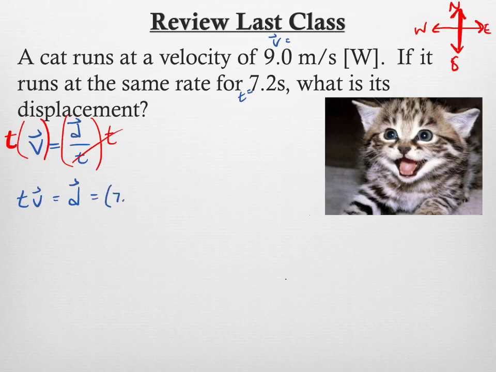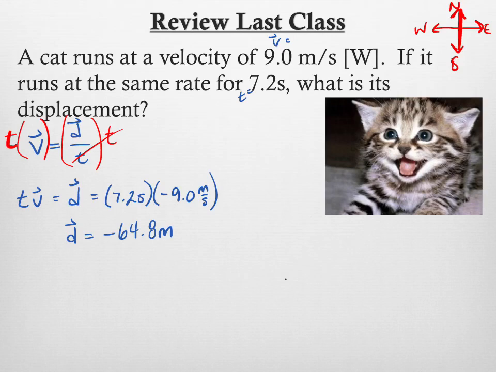So we got 7.2 seconds. Okay. And then we need the velocity. Now remember, 9.0 meters per second west. Since it's going west, that means it's going to be a negative 9.0 meters per second. Okay, so really important that you know that, because that's going to help you get the direction of your displacement. And so what do we get? What's 7.2 times 9? So that there gets us negative 64.8 meters.